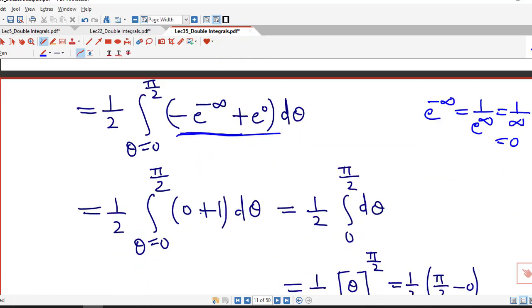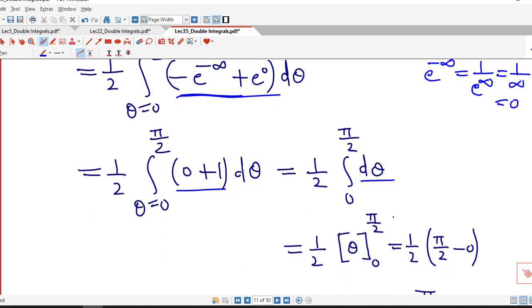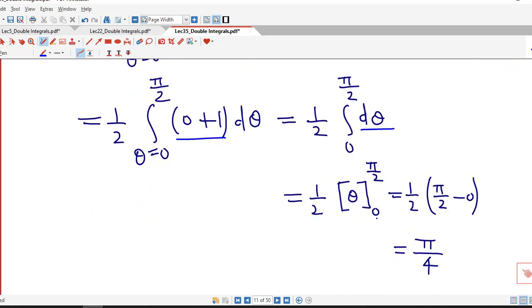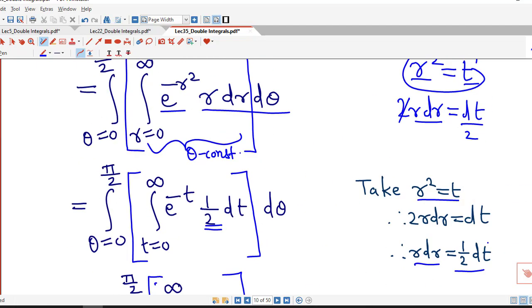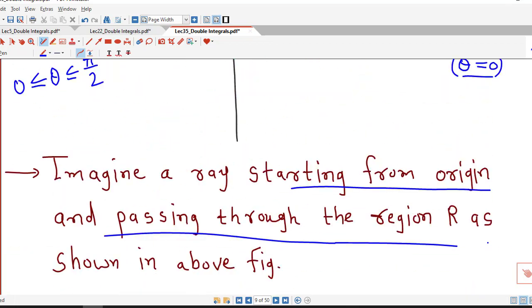So this is going to be 0 plus 1, that is 1, and we have 1 by 2, integral from 0 to pi by 2 of d theta. The integral of d theta is theta. Limits of theta are from 0 to pi by 2. So after putting limits of theta here, we have pi by 2 minus 0, that is pi by 2. So we have 1 by 2 into pi by 2, which is pi by 4. So the value of the given double integral is pi by 4.